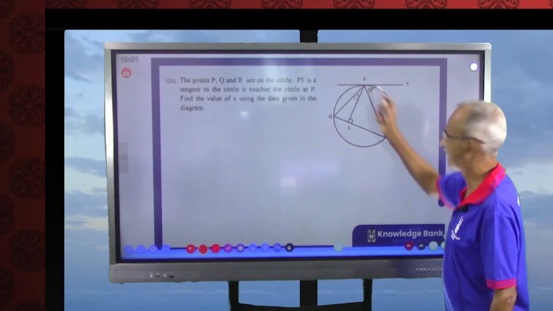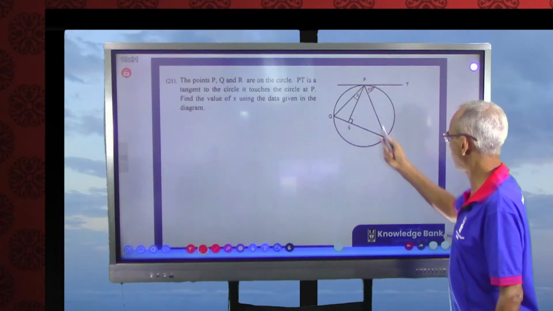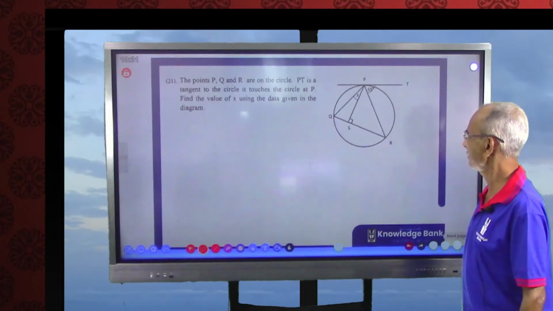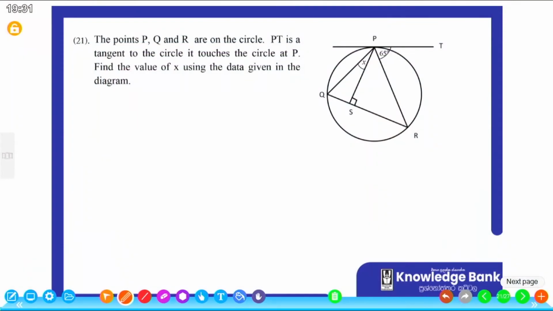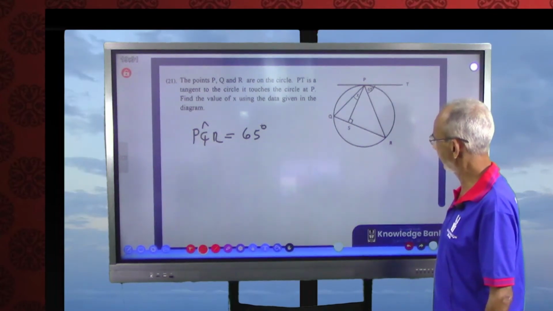Here see this TP is a tangent. The angle between the tangent and the chord is equal to the angle in the alternate segment. Therefore, we can write angle PQR is equal to 65 degrees. The reason is the angle between the tangent and the chord is equal to the angle in the alternate segment. That's the reason. Now let's take the triangle PQS.